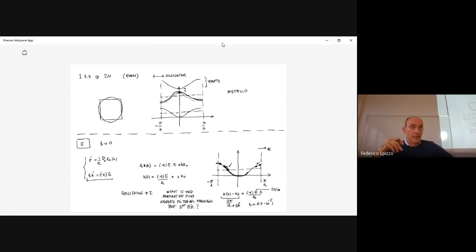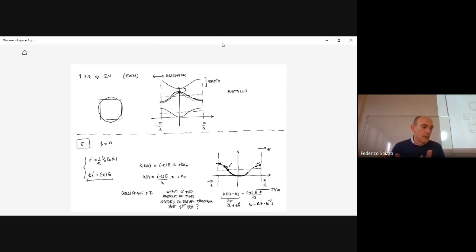This is orders of magnitude larger than the relaxation time. So this means that the electron will never be able to travel through the first Brillouin zone and change its crystal momentum so that we may appreciate the oscillating behavior.